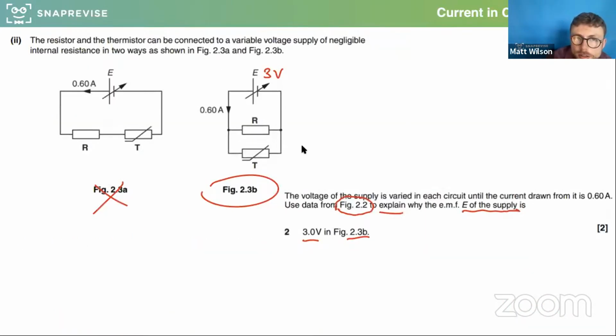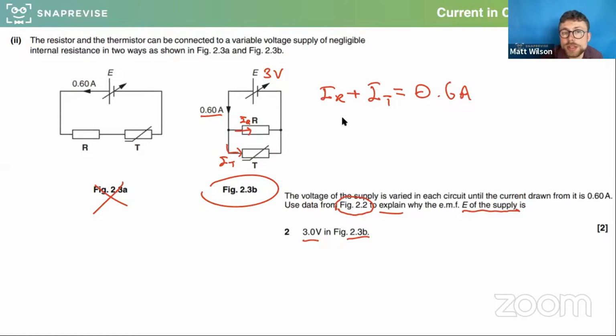Okay, so taking a look at this figure, what have we been told? Well, we have been told that there is 0.6 amps here. Now, this 0.6 amps, remember that Kirchhoff's law is going to be split between a current that goes through here, let's call it IR, and a current that goes through here, let's call it IT. And Kirchhoff's law says the current through R plus the current through T needs to be equal to 0.6 amps. Now, let's see whether we can use this data to explain why the voltage should be 3.